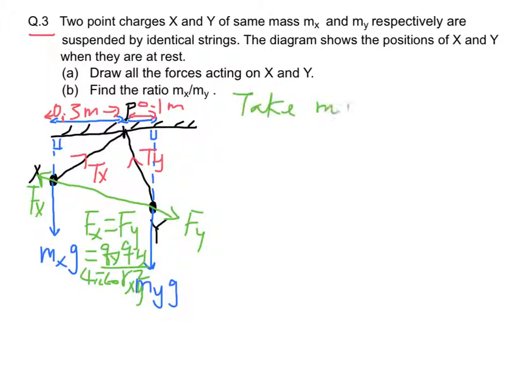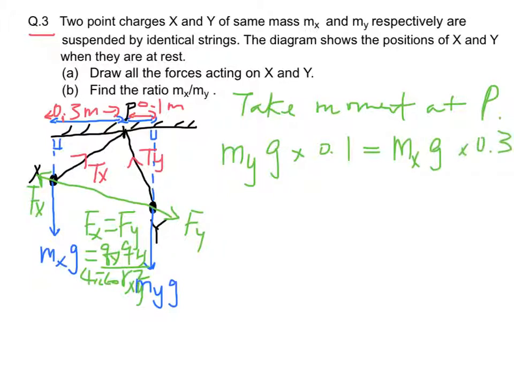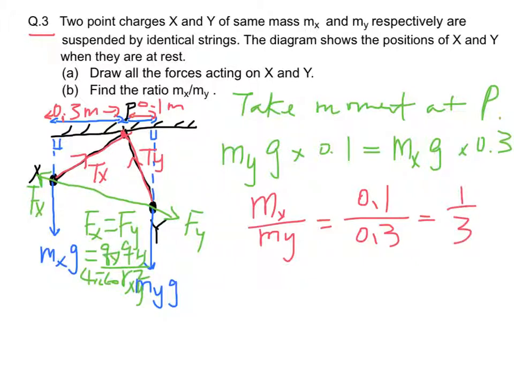By taking moments at point P, we have total clockwise moment myg times 0.1 equal to the total anti-clockwise moment mxg times 0.3. Notice that there is no moment of the tensions about P because both Tx and Ty pass through P. Also, the electrostatic forces Fx and Fy cancel each other when taking moments about point P. As a result, mx over my will be equal to 0.1 over 0.3, which is 1 over 3. Therefore, Y has 3 times greater mass than X.